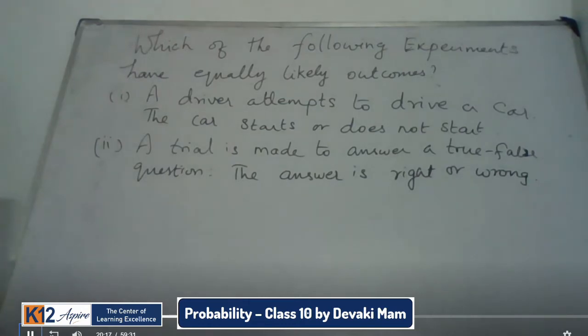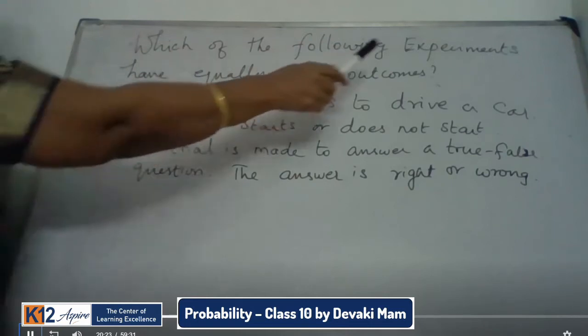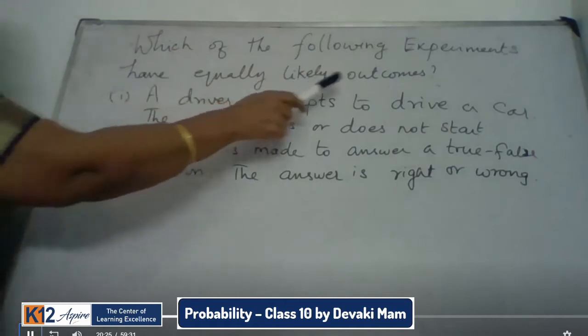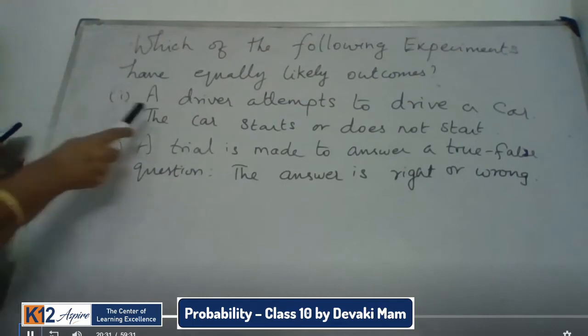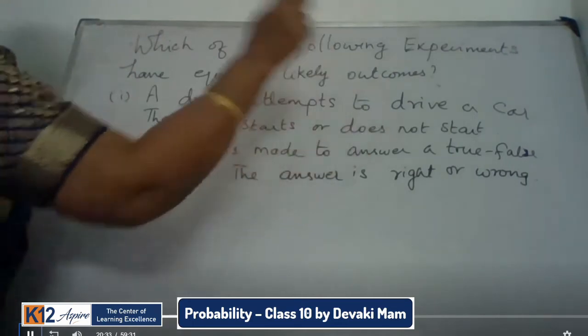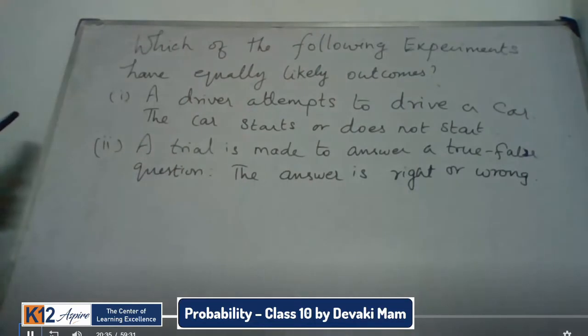Next part, we are going to see some of the examples here. See this question: which of the following experiments have equally likely outcomes? First event, a driver attempts to drive a car. The car starts or does not start. So here we need to explain like this.